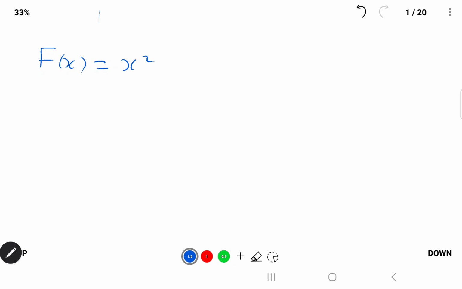Graphing quadratic functions. This function is the parabola. It's called the parent function. So this function is the parent function. The graph of this function is very easy. You have x-axis and y-axis. So that's the graph.